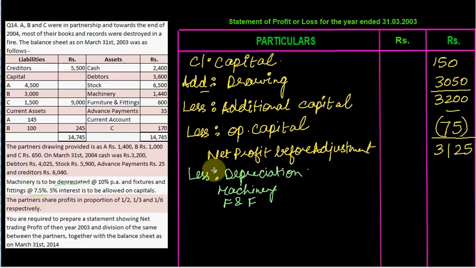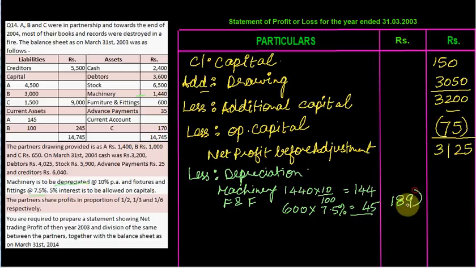So machinery, what is machinery in your balance sheet? It is 1440. So 10% of 1440 is 144, and fixtures and fittings is 600. So 7.5% of 600 is 45. So the total depreciation comes up to 189. So reduce the depreciation, and then interest on capital.